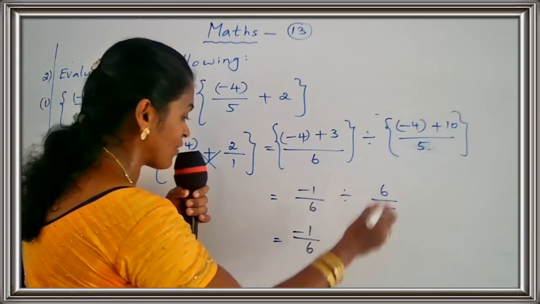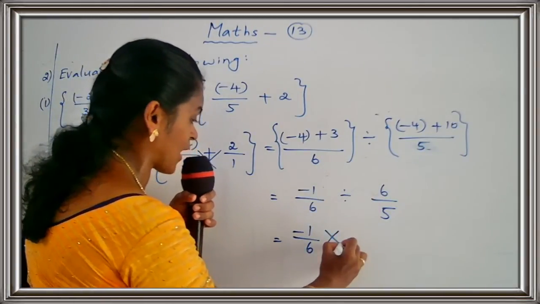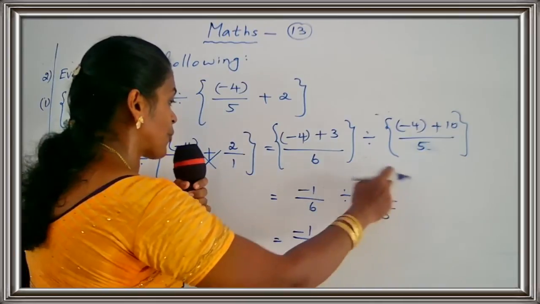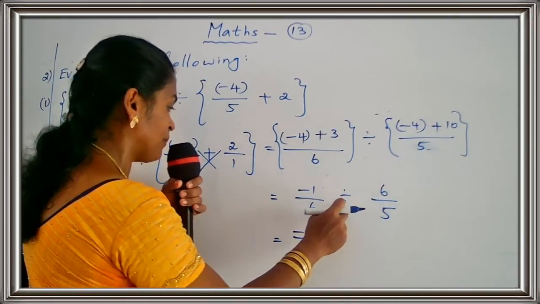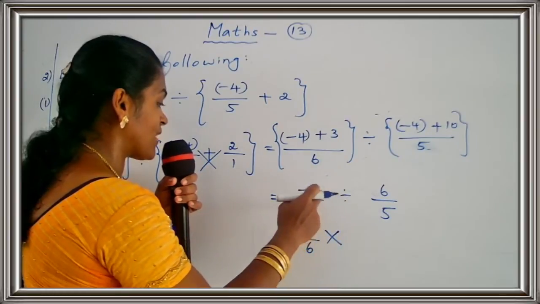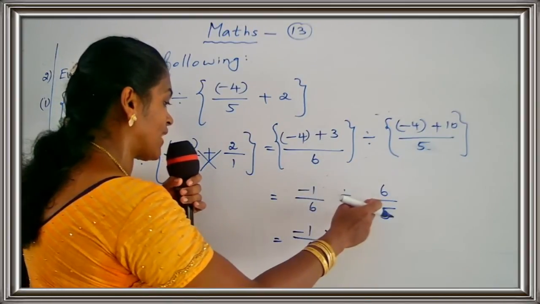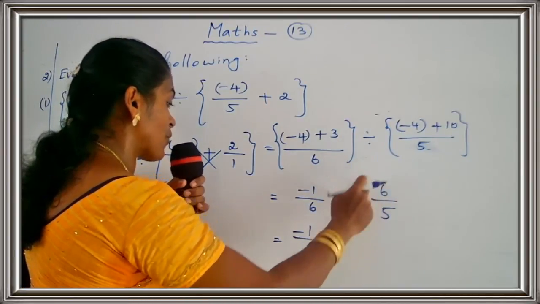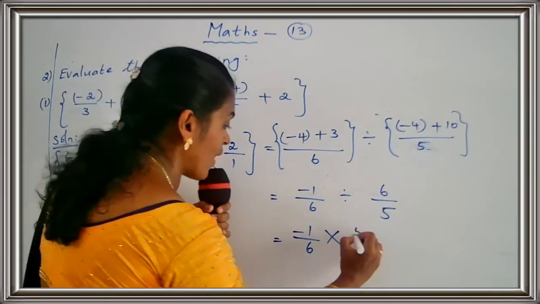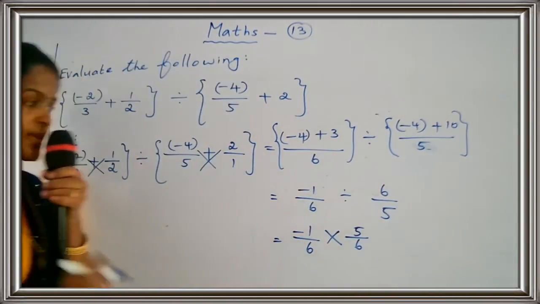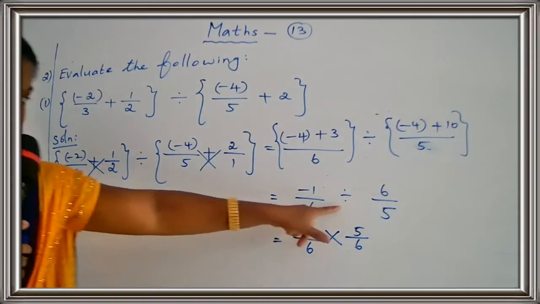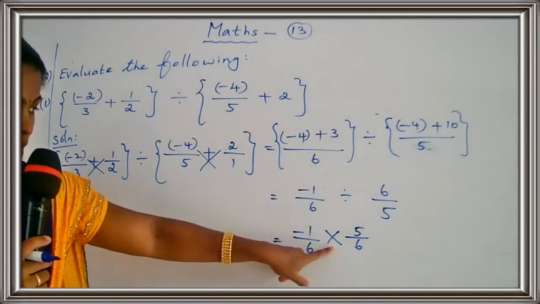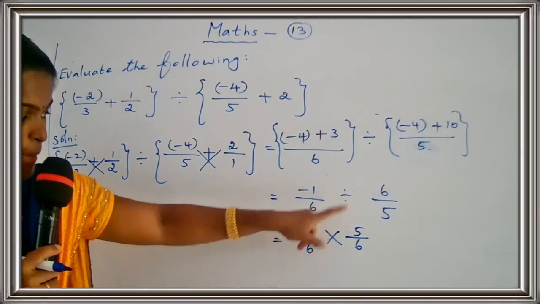Okay, here there is division, and we are going to change it to multiplication. So when we change to multiplication, what should we do? Put the reciprocal of the divisor. So what is the reciprocal of 6/5? 5/6. Now you see, are there any common factors between numerator and denominator? No. Okay, so we multiply numerator by numerator and denominator by denominator.